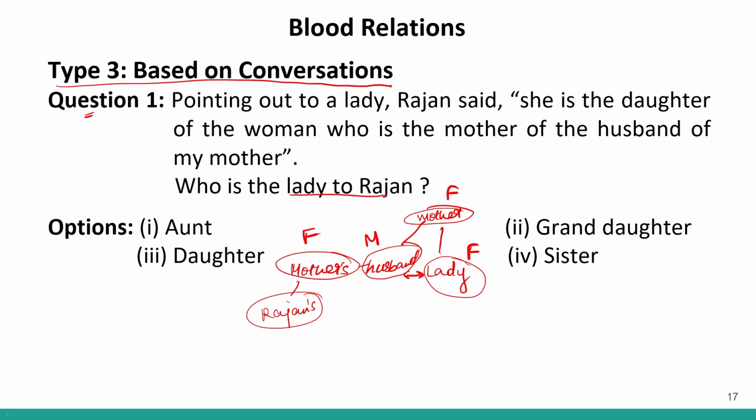So now if I look over here, if a lady is your husband's sibling, what would be the relationship with you? If we are at Rajan's place, if we have a lady that is the sibling of my father, what would be the relationship with that lady? That lady would be my aunt. So the answer will be option number 1, aunt. Clear? This would be the answer.